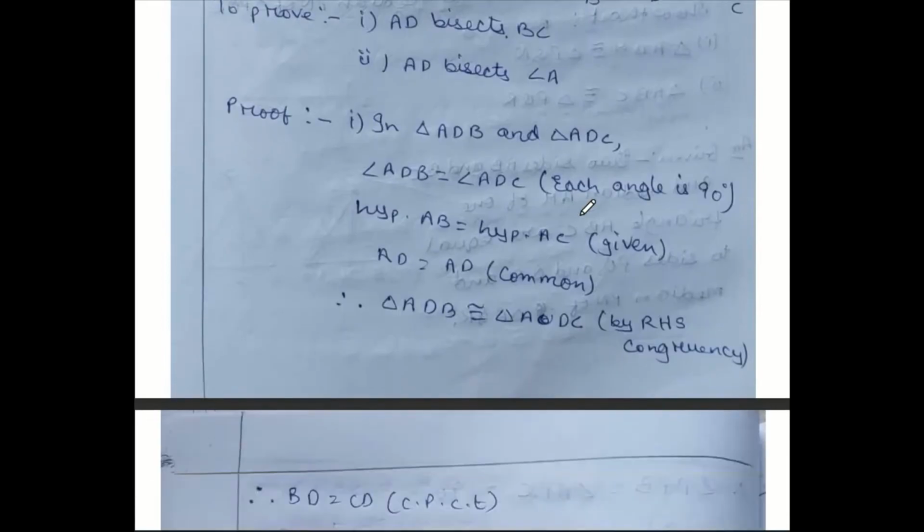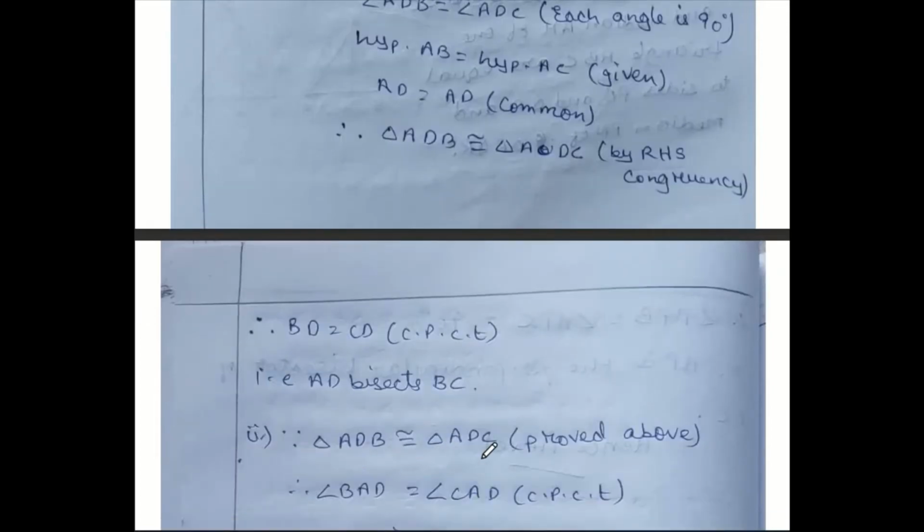So after proving the first one, since both the triangles are congruent, we can write BD and CD are also equal, by CPCT. That shows AD bisects BC. Again, the second one: since both the triangles are already congruent, which is already proved, angle BAD equals angle CAD. By CPCT you can make them equal, that is, AD bisects angle A. With this, our question number 2 is completed.